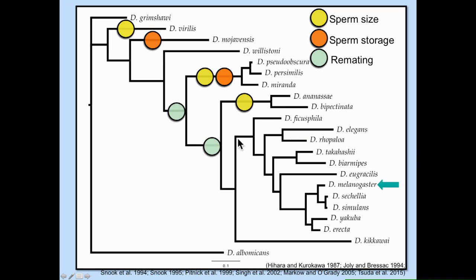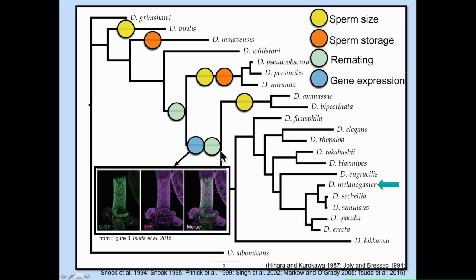And so we noticed that on this branch here, there's actually a remating less than daily change. So after this point, flies mate less than daily after the first mating. And finally, we know of two important changes in gene expression.